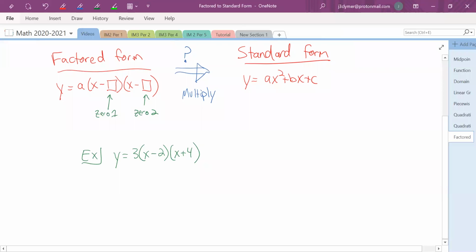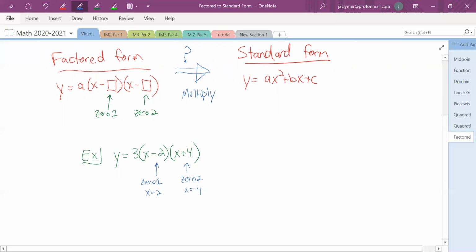All right, so we have two zeros here. I'm going to identify my zeros. I have zero one, and I have zero two. Okay, I have two zeros. This zero is going to be the opposite of what I see, so it's positive 2. This is going to be the opposite of what I see, so it's negative 4. So this form is nice because it gives us information about the zeros. I know my two zeros.